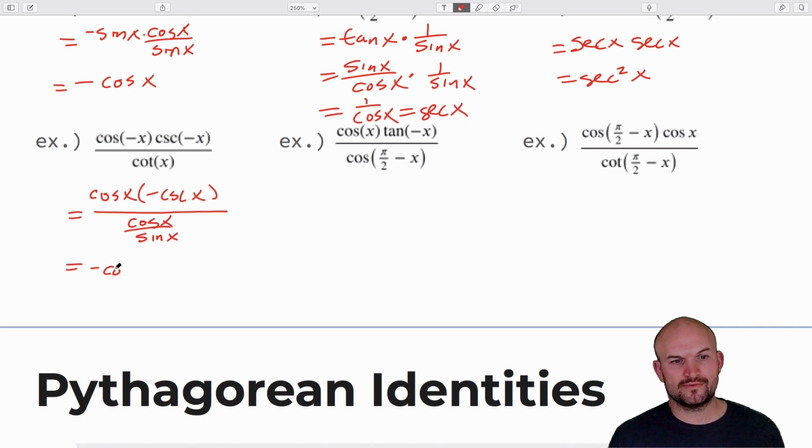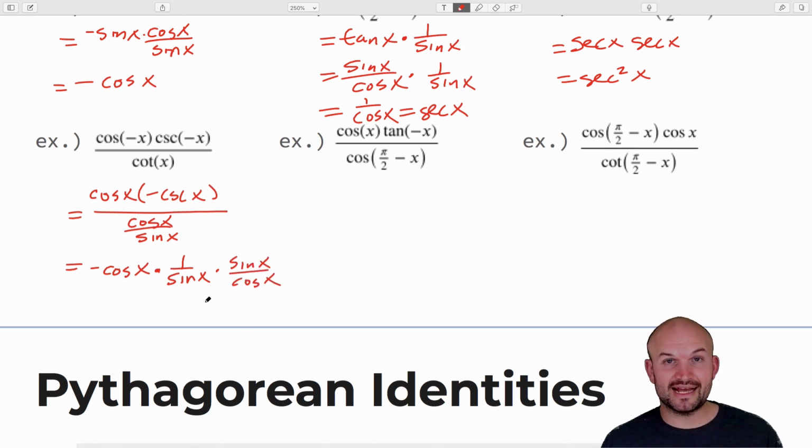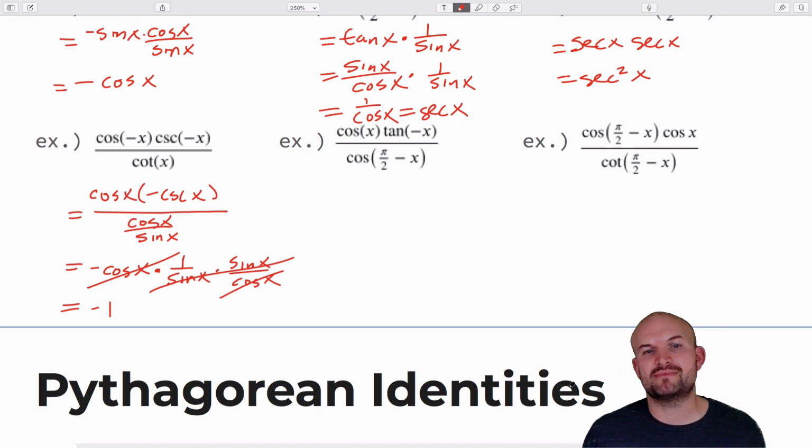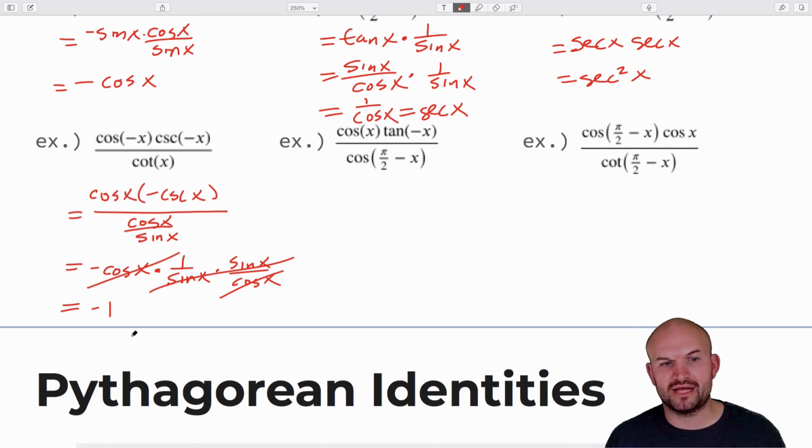So I have a negative cosine of x. I'll rewrite cosecant as 1 over sine of x. And then I have sine of x over cosine of x. Now again, I'm showing a lot of my work here, but the more examples you do, the faster you get, and the fewer steps you'll have to apply. But you can see here the answer is -1.